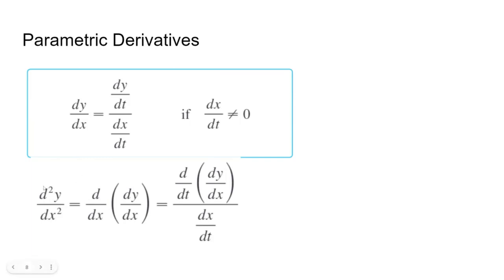And then here's the second derivative. You take d/dx of dy/dx. Well, we already knew that, didn't we? d/dx of dy/dx is just the definition of the second derivative. And then they expand it on the next line.